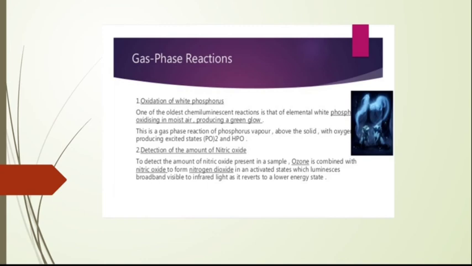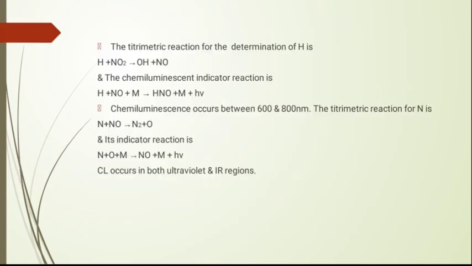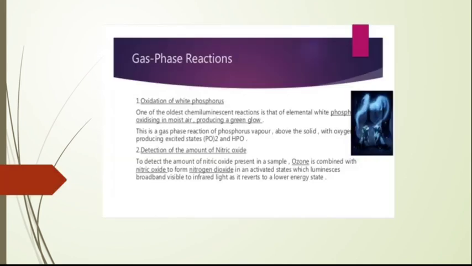Then another use of gas phase reaction is detection of the amount of nitric oxide. To detect the amount of nitric oxide present in a sample, ozone is combined with nitric oxide to form nitrogen dioxide. The reaction we have seen here: NO reacts with O3, forming NO2 star plus O2, and when this NO2 star comes to the ground state, NO2 is formed along with light emission.